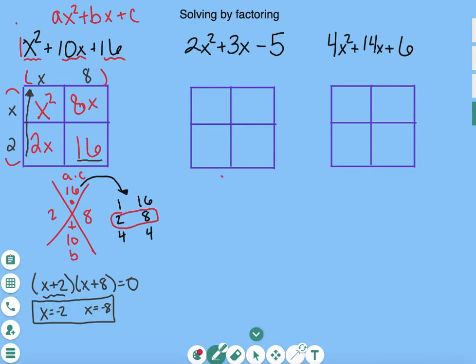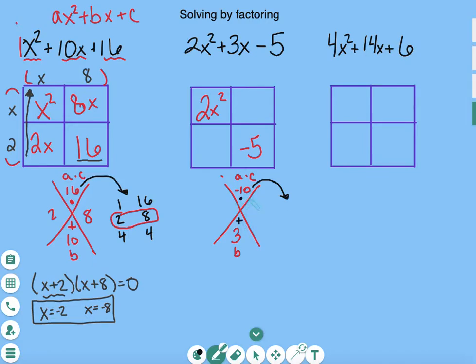Let's try again with a little bit more challenging problem. The x squared term goes in the upper left, the constant term goes in the bottom right, and then I have to figure out how I'm going to split up the x's in order to make 3x between these two empty boxes. So I set up the diamond method. A times c goes on top, so 2 times negative 5 would be negative 10, and the b value goes on the bottom, or 3. I'm looking for numbers that multiply to make negative 10 and add to make 3.